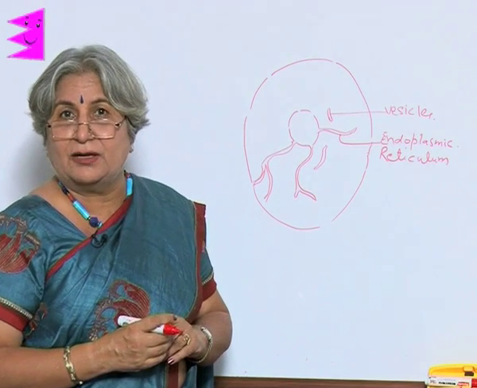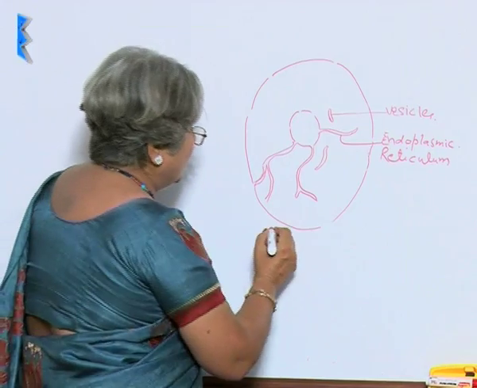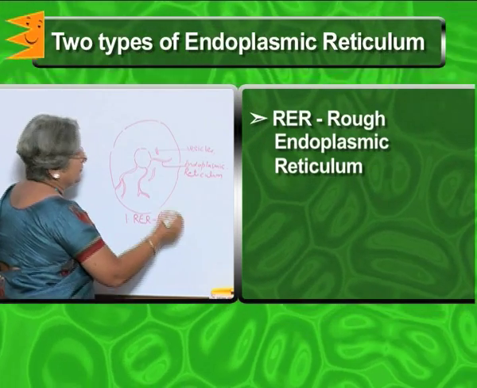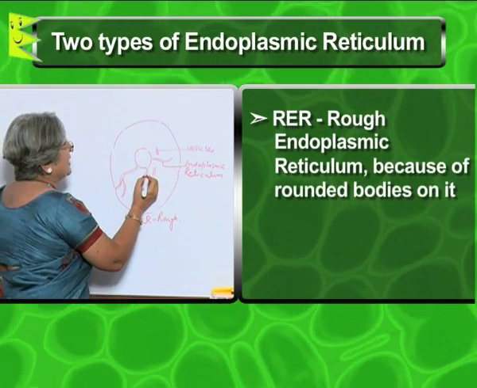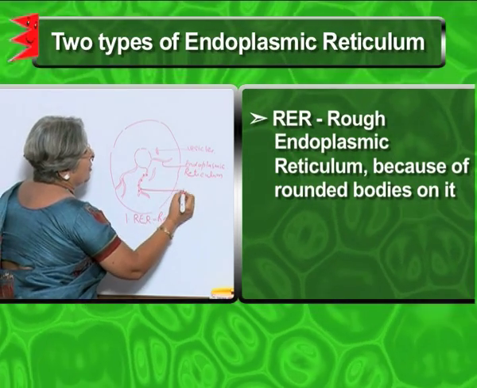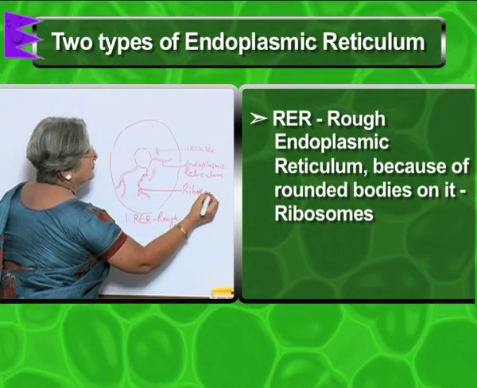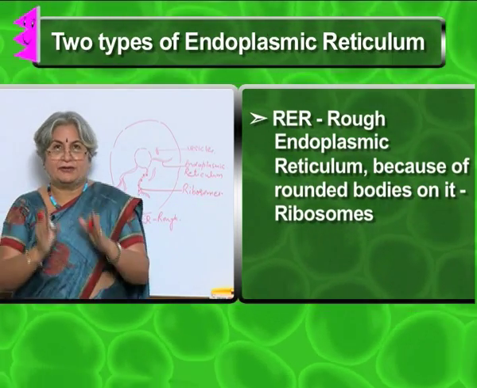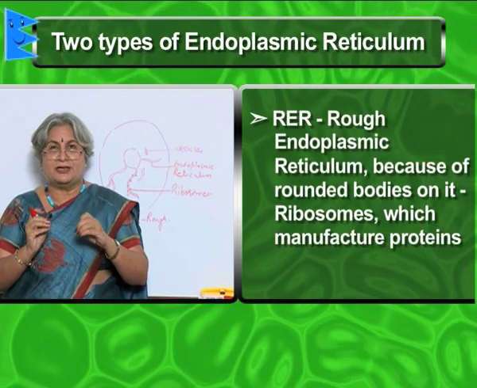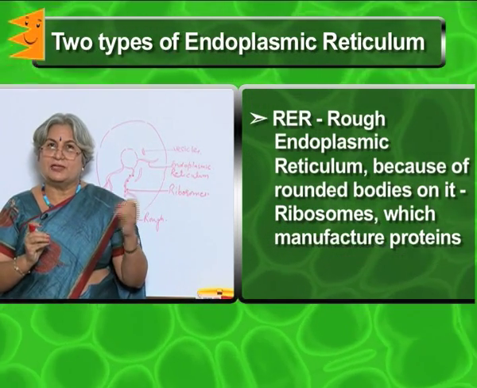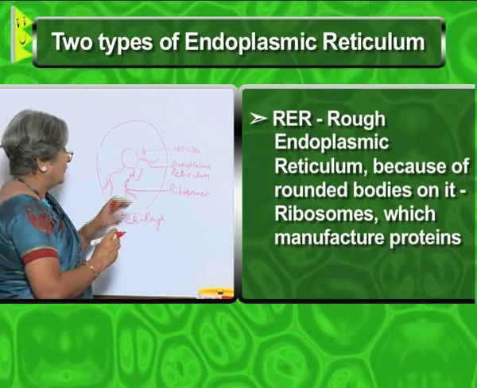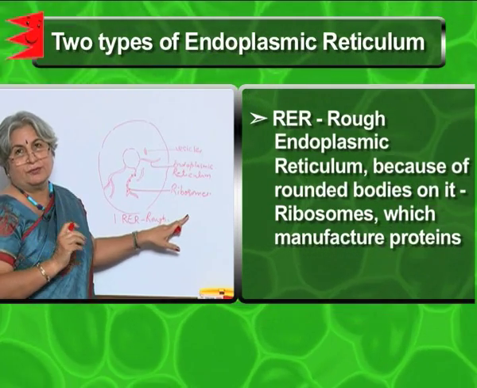Now endoplasmic reticulum is also of two types. One is RER, which means rough endoplasmic reticulum. Now why is it rough? Because sometimes there are rounded bodies on it. These rounded bodies are called ribosomes. Ribosomes are like factories. What do they manufacture? Proteins. So whatever protein is being manufactured, that is passed through endoplasmic reticulum. So RER is rough due to the presence of ribosomes which manufacture proteins.